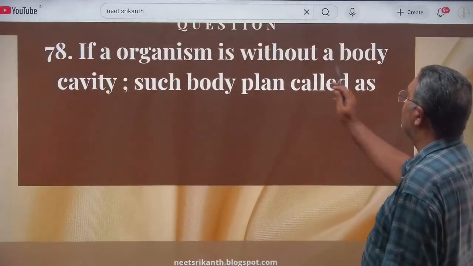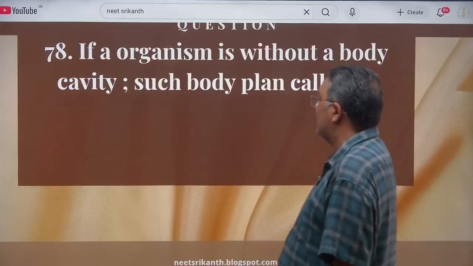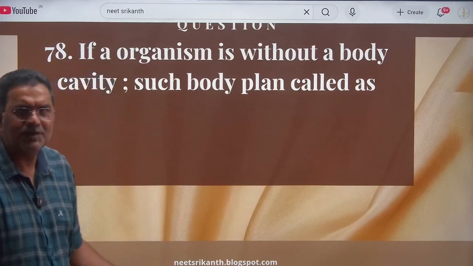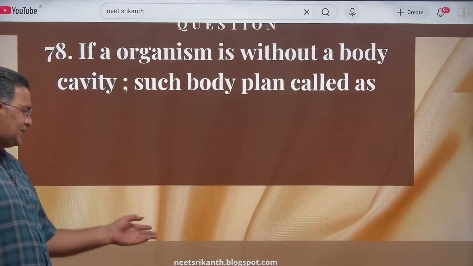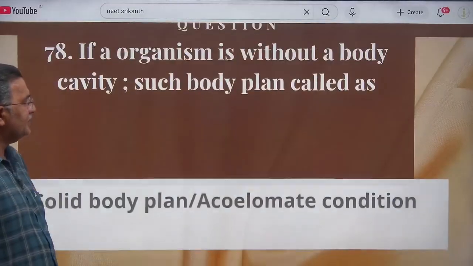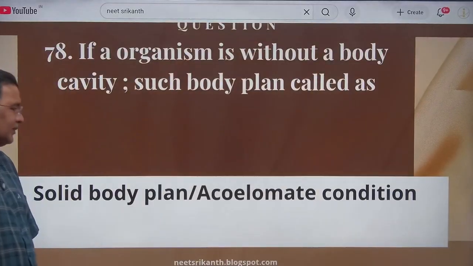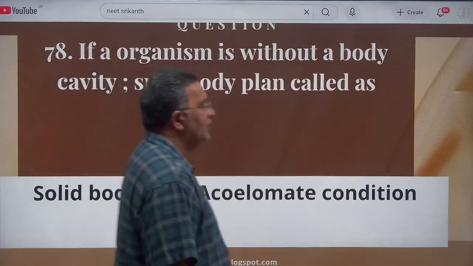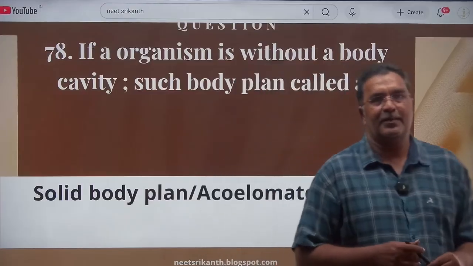If an organism is without a body cavity, such a body plan is called as, same question from another angle. The body plan is called acoelomata, or you may call it a solid body plan. Phylum Platyhelminthes.